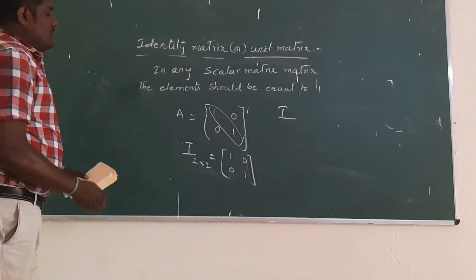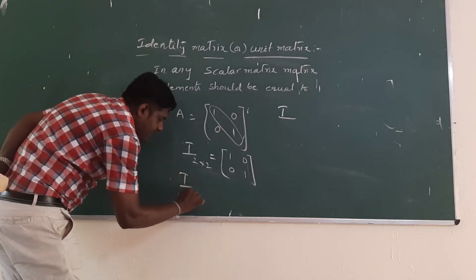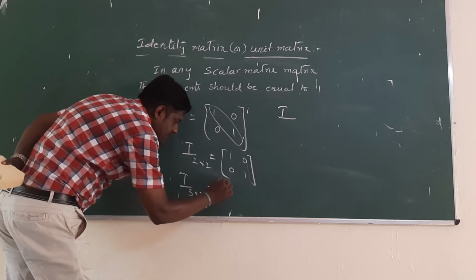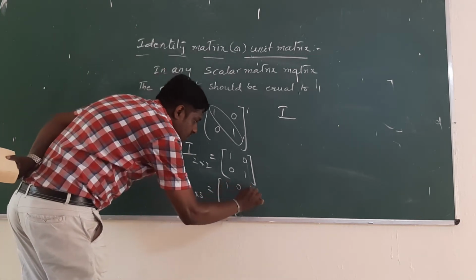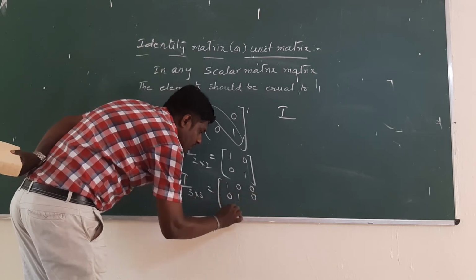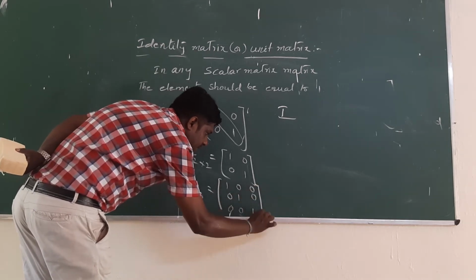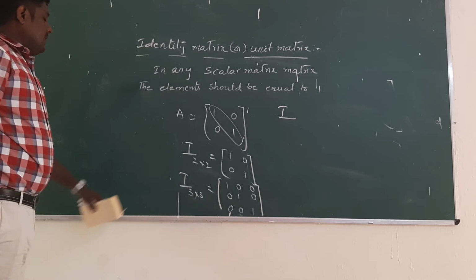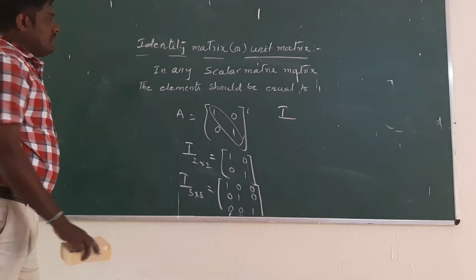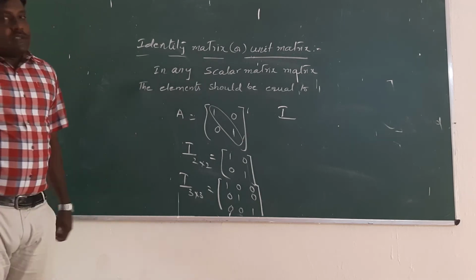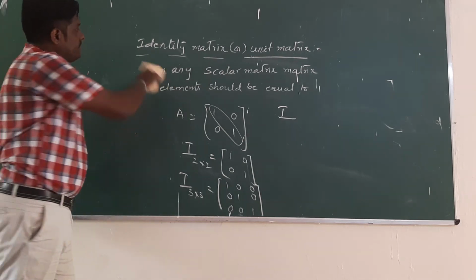The 3 by 3 identity matrix is nothing but, the order of the identity matrix is 3 by 3, that is [1 0 0; 0 1 0; 0 0 1]. This is called the 3 by 3 identity matrix.